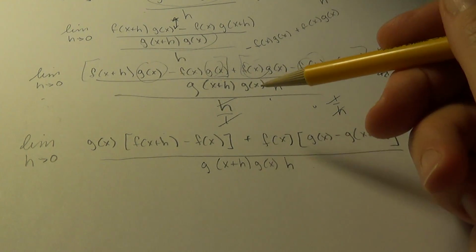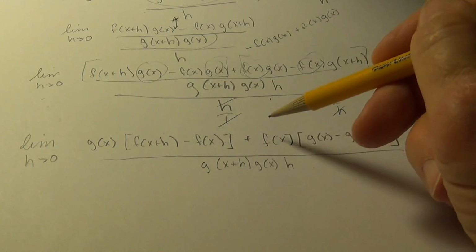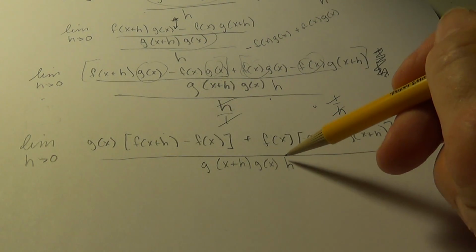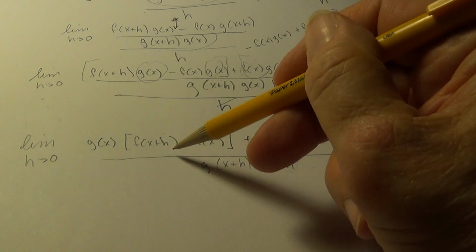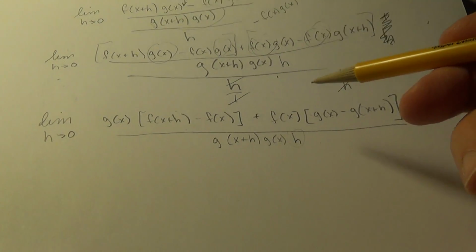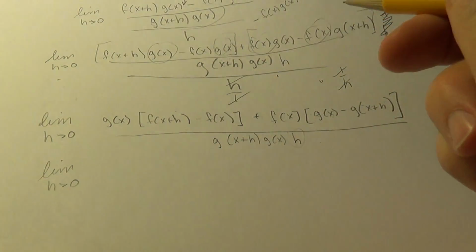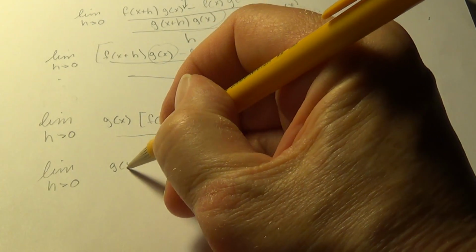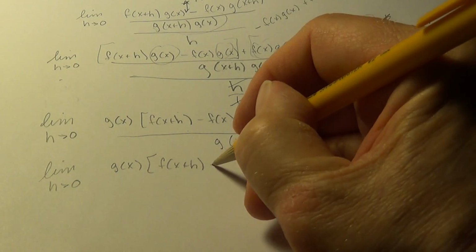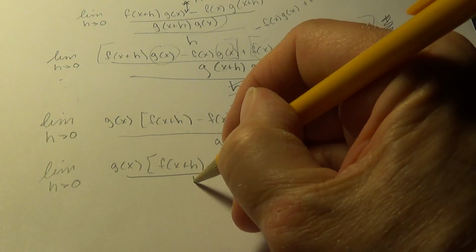All right. So now I'm going to do the limit of this and the limit of that. I'm going to change this to a minus sign so I can switch these around. And this h I'm going to put under each of these, which is mathematically sound. So, limit as h approaches 0 of g of x times f of x plus h minus f of x, and then I'm going to put that over h.